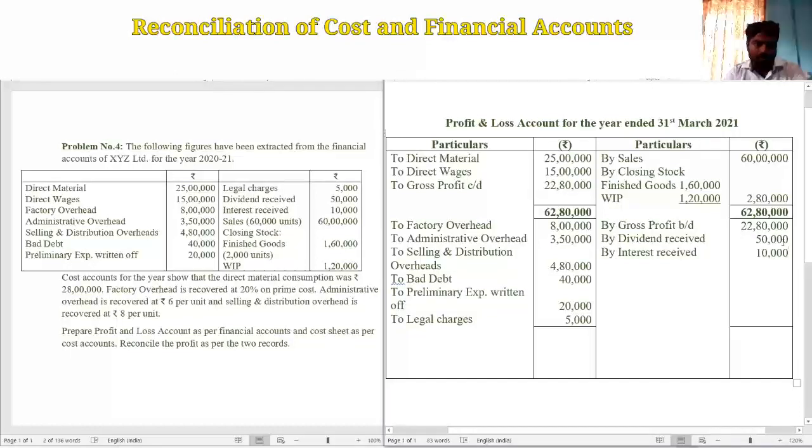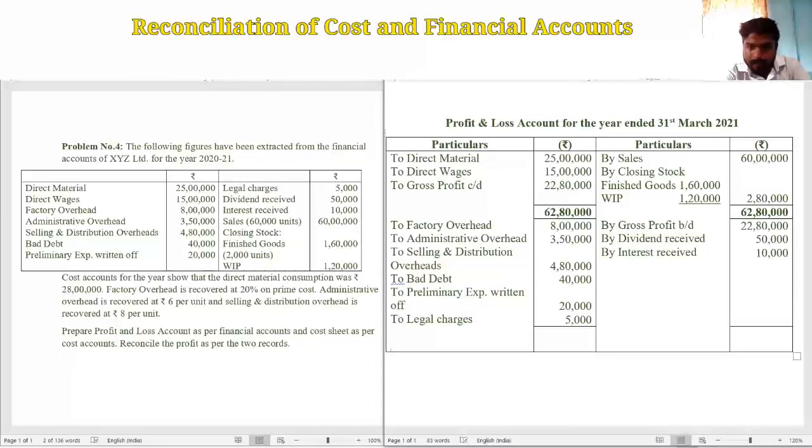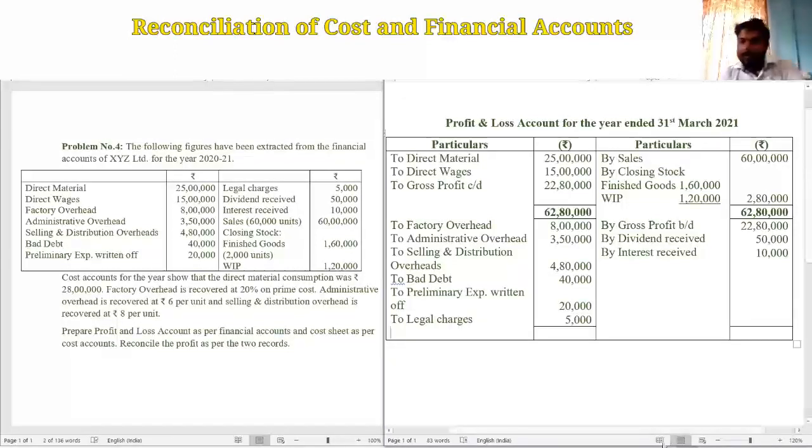Then closing stock, that we have considered in the first part, in the calculation of gross profit. Now make the total. What's the total? 22,80,000 plus 50,000 plus 10,000. 23,40,000.